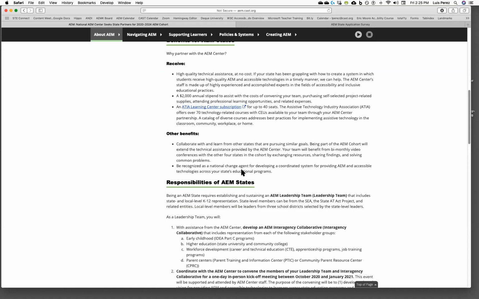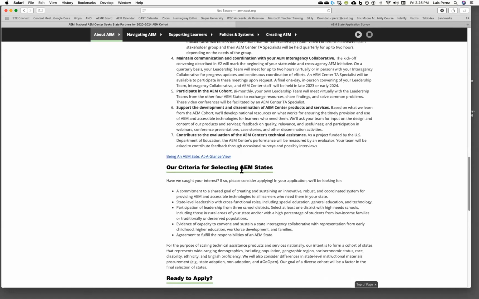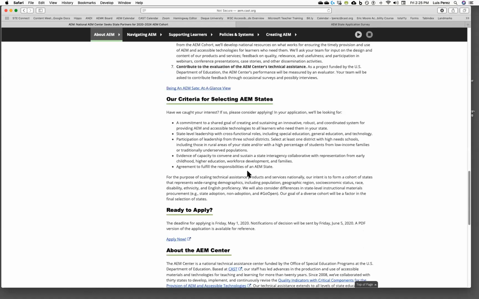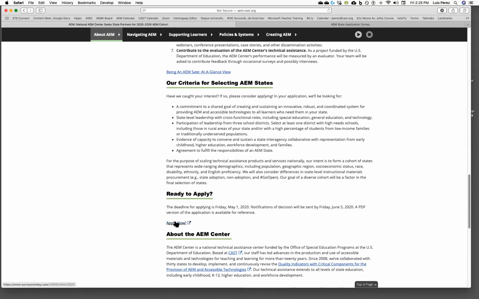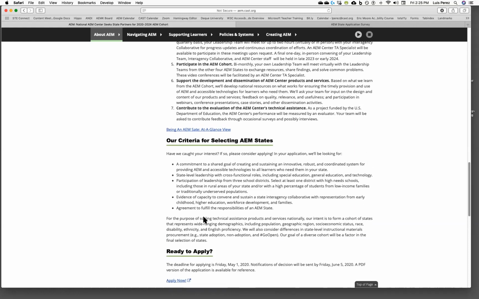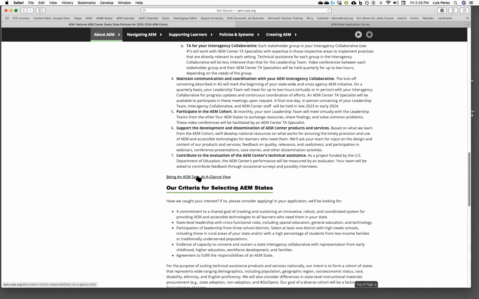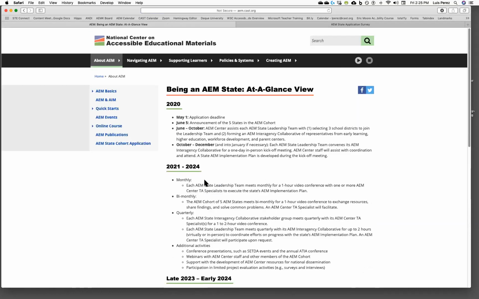And then all the way at the bottom, once you've read through the information about the requirements, there's also a link towards the bottom of the page where you can access that application as well. I also want to point out that there is an at-a-glance document page. So if you want to just see sort of a more condensed view of these requirements, you can also access that. And it has a really nice timeline.